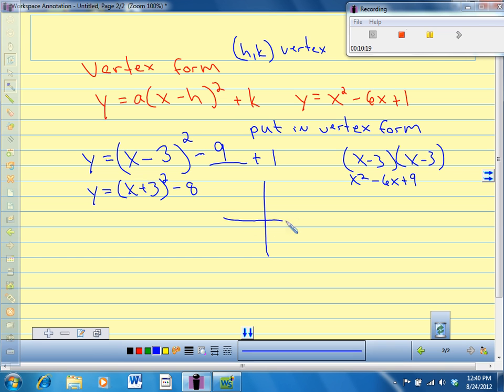I can put my vertex at, since this is minus, whoops, I messed up. That should be minus, right? So that should be positive 3 this way and down 8. So over 1, 2, 3, and we're going to pretend that we're down 8, 5, 6, 7, 8 or something like that. Okay? Is this going to be going uphill or downhill? Uphill. What's the y-intercept?